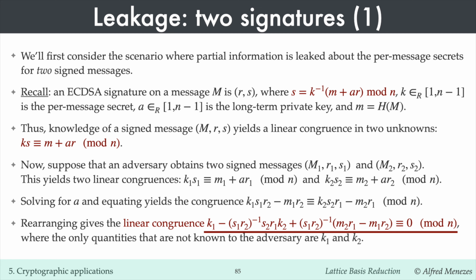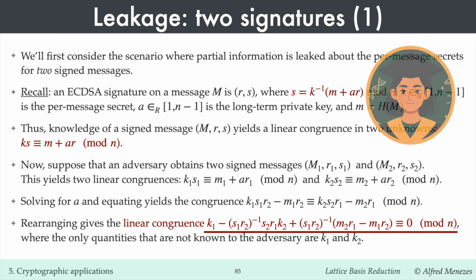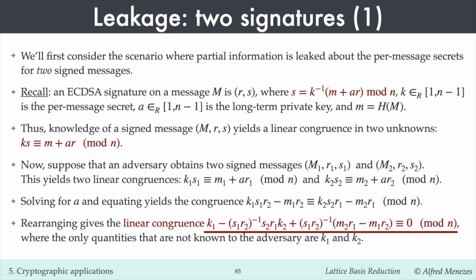Note that the only quantities that are not known to the adversary are k1 and k2, which are non-zero integers modulo n. Now, one linear congruence in two unknowns does not usually suffice to recover k1 and k2. However, it might be possible to solve for k1 and k2 if the attacker already has substantial partial information about k1 and k2, for example, an upper bound on their size. If the adversary can solve for k1 and k2, they immediately recover the long-term private key a, and thus the ECDSA instance is completely broken.